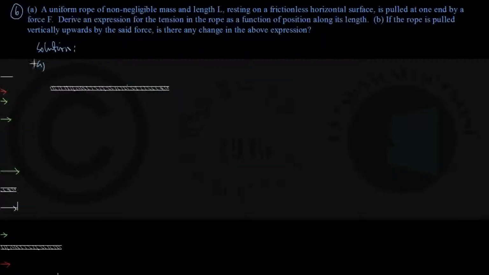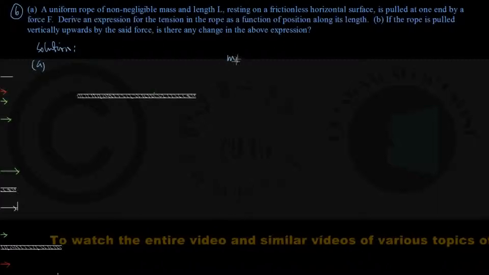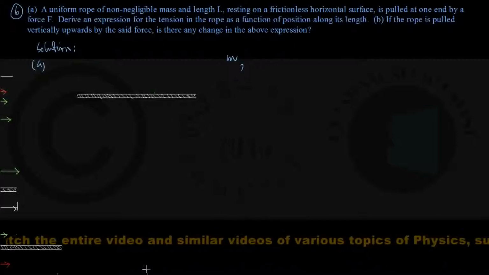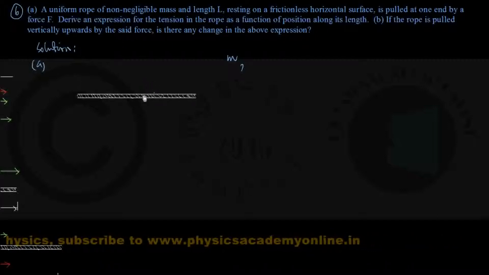We are starting with part A of the problem. As the rope is lying on a horizontal frictionless floor, you can understand that there is a force of gravity. If the mass of this rope is taken to be, say, m, then there's a force of gravity acting on this rope downwards and a normal force applied upwards by the frictionless surface on which the rope rests, and during its motion there is no frictional force acting on it, so the normal force balances the gravity force.